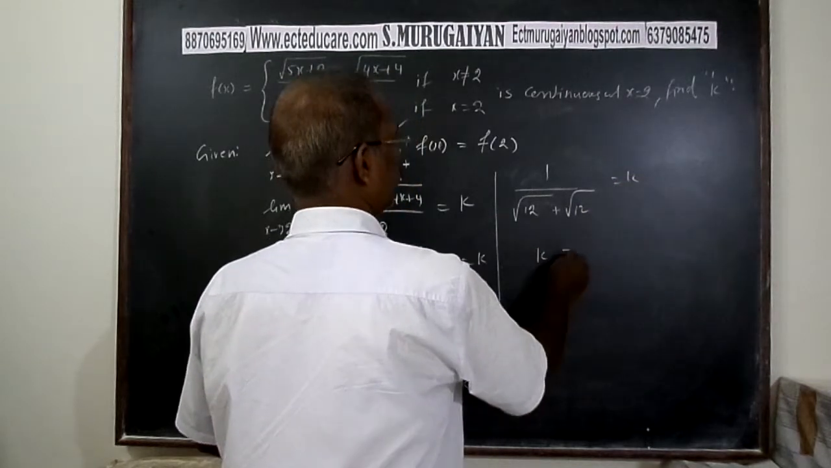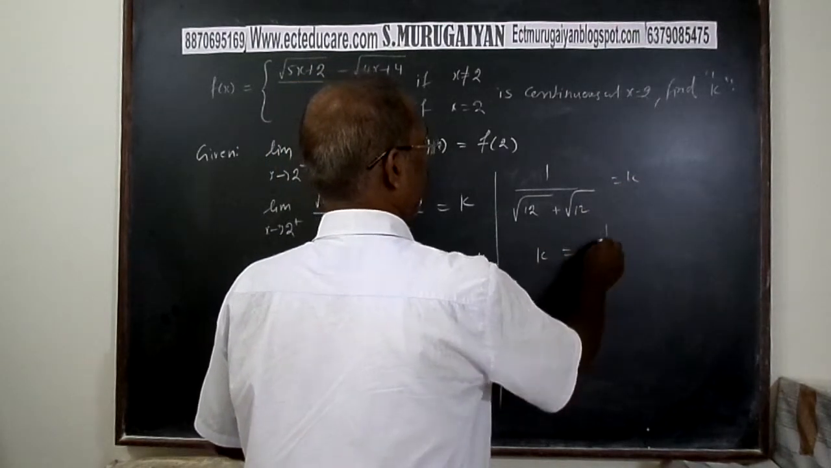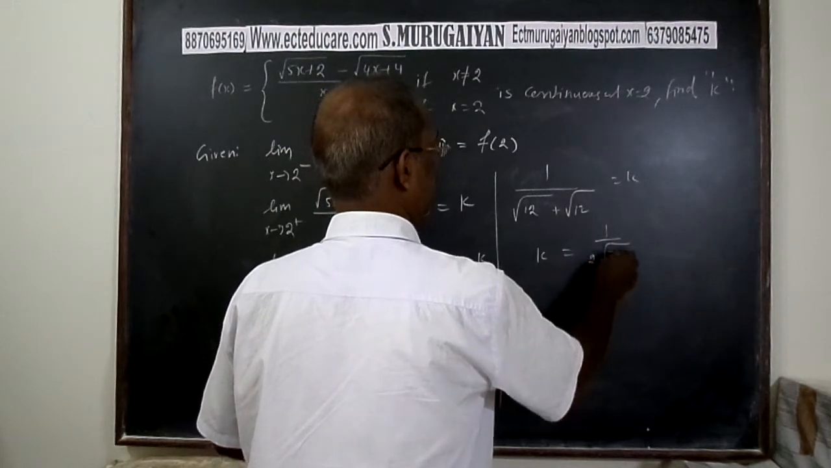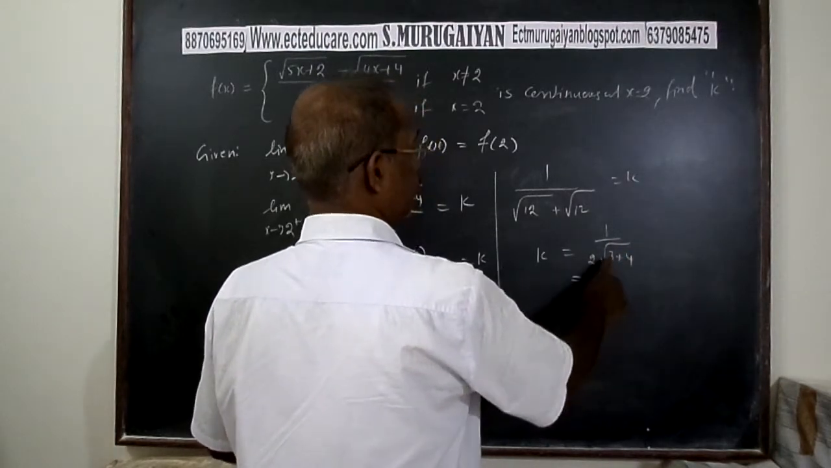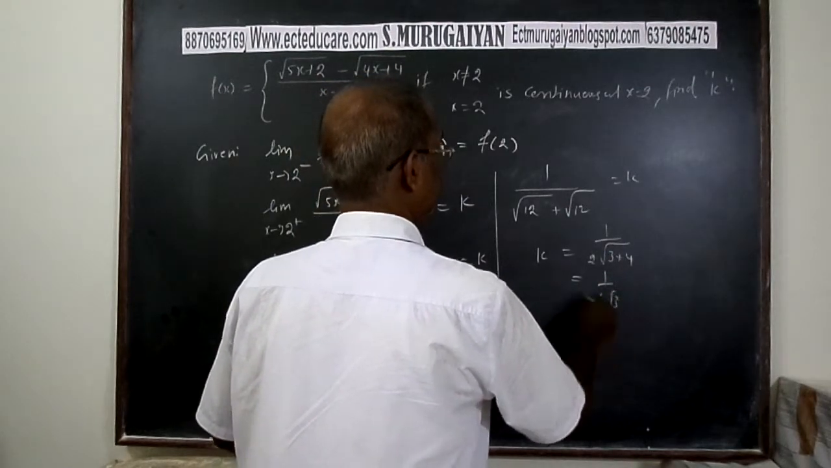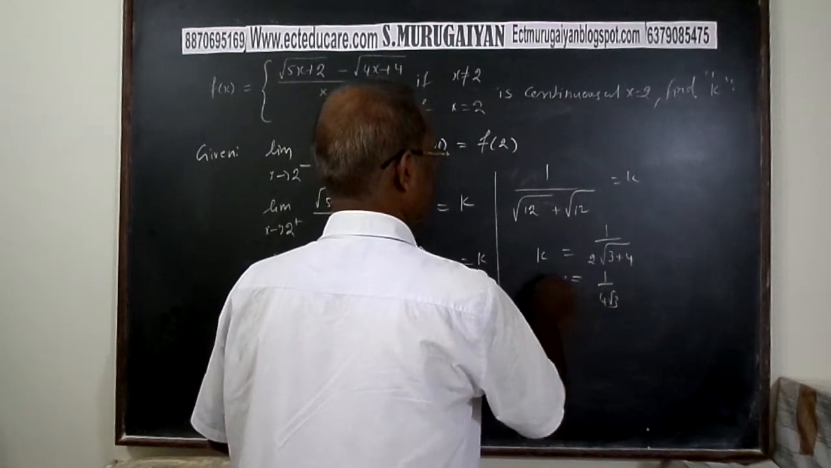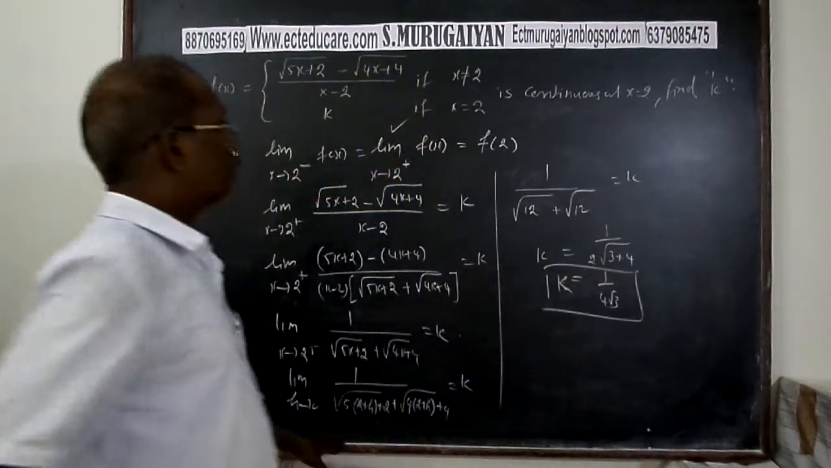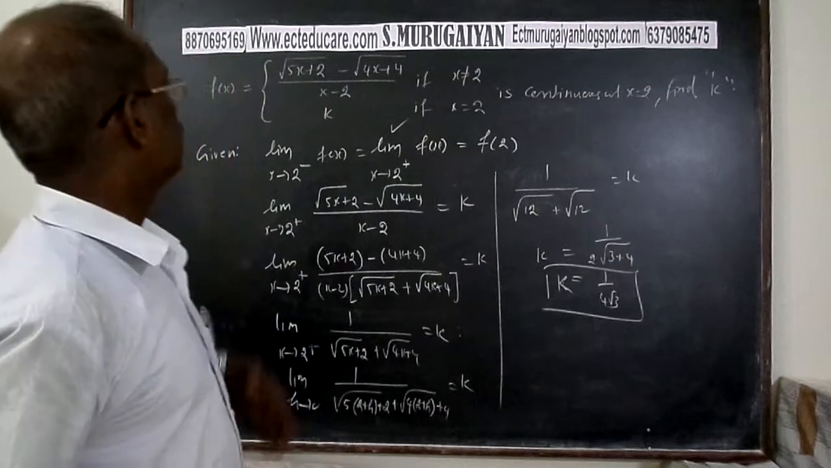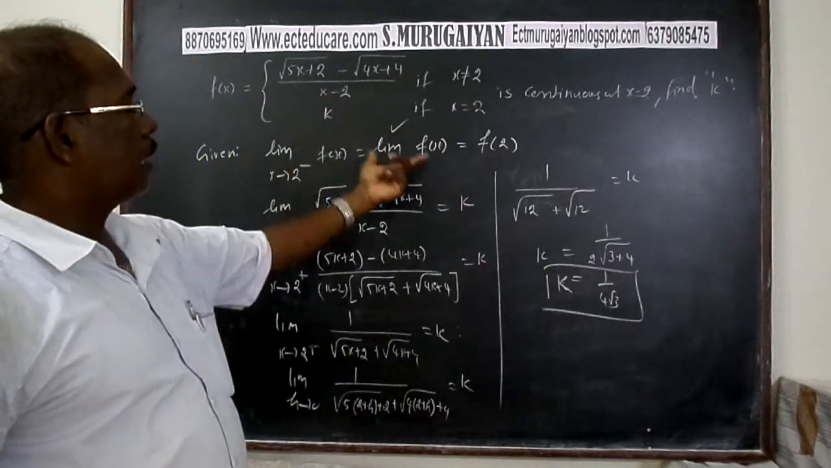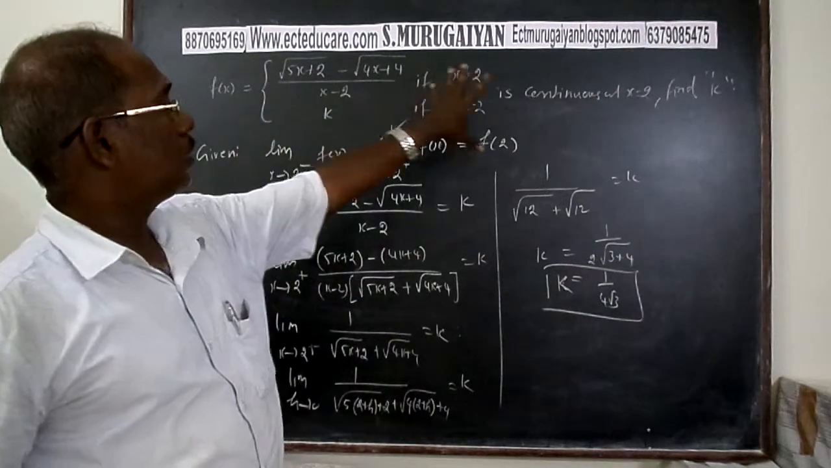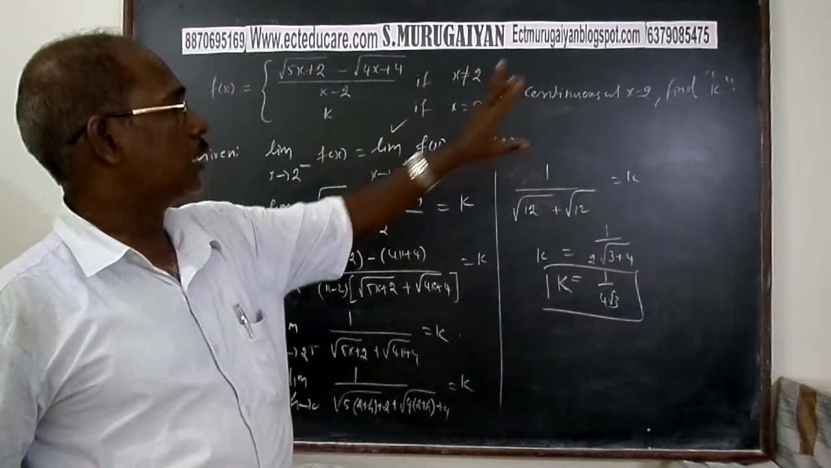That is, k equals 1 upon 2 times root of 12, which can be written as root of 3 into 4. That is, root of 4 equals 2. So 2 into 2 is 4, and k is 1 by 4 root of 3. Okay. So if k equals 1 by 4 root of 3, the left hand limit and right hand limit will be equal to f of 2, then the function will be continuous at x equal to 2.